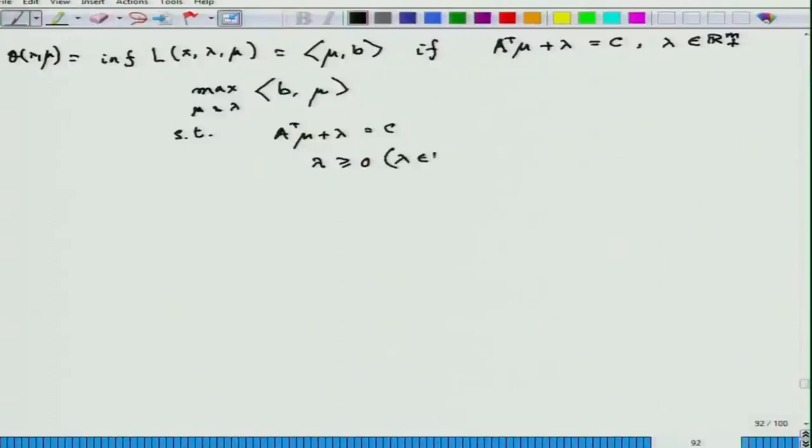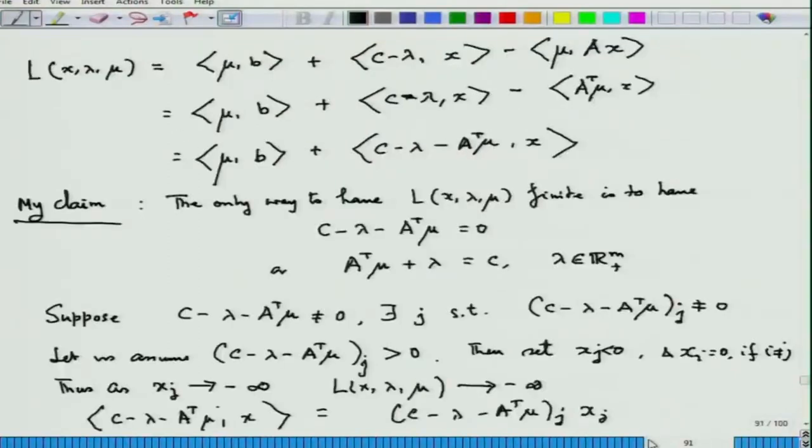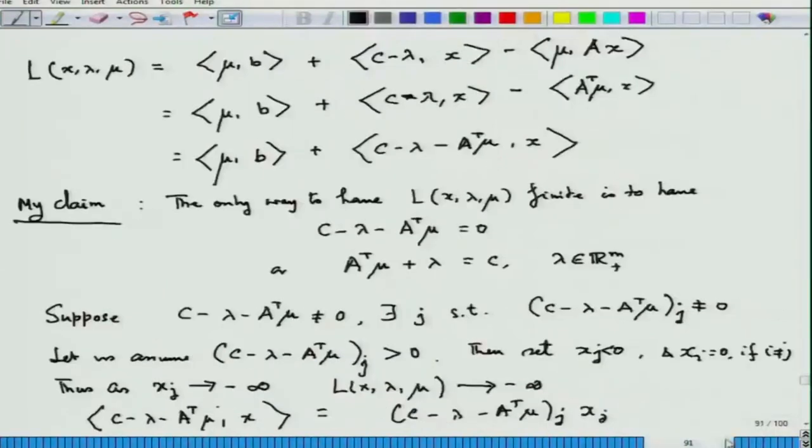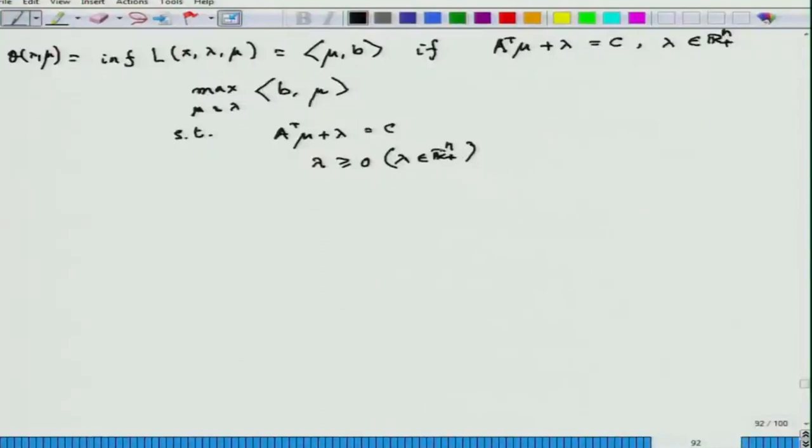This means Rn plus, because I have taken x in Rn plus and lambda are the Lagrangian multipliers associated with x, so that this lambda vector is in Rn. So, this will be in Rn plus, which is lambda greater than or equal to 0. Sometimes in the literature you will see that in place of mu people are writing y, in place of lambda people are writing s.